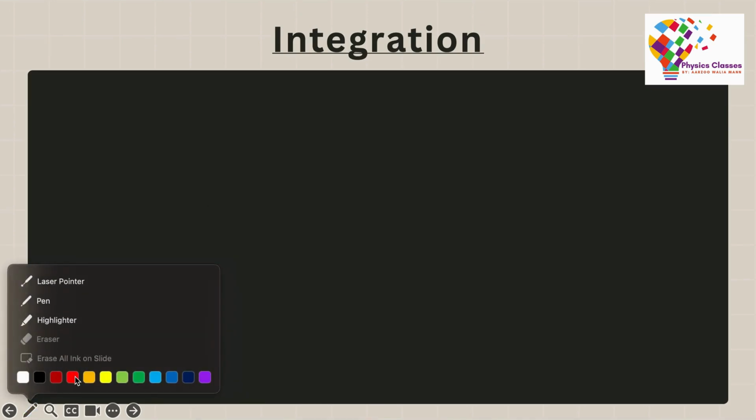Welcome, my dear students. In today's class, we will talk about integration. If you remember, the last video was on differentiation, so today it's all about integration. To understand integration, firstly, you have to understand that integration is just the inverse of differentiation.